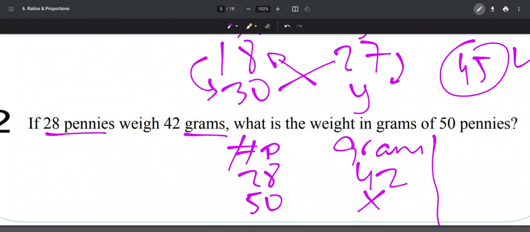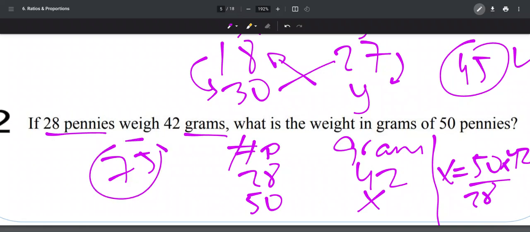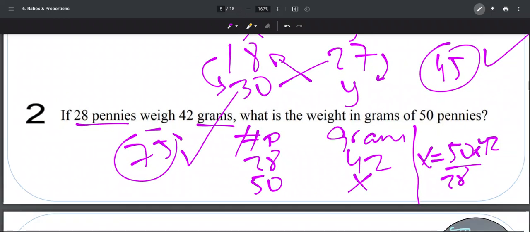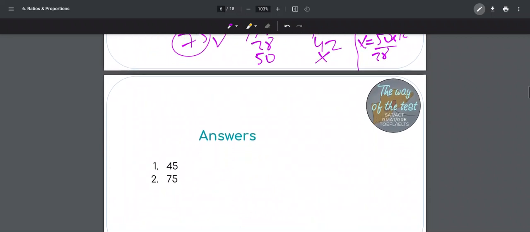So what I do is I cross multiply. So x is going to be 50 times 42 divided by 28. I plug this into my calculator and I get the answer, which is 75. This is the answer. Copy if you have to copy. These are the answers. You can see the answers here.